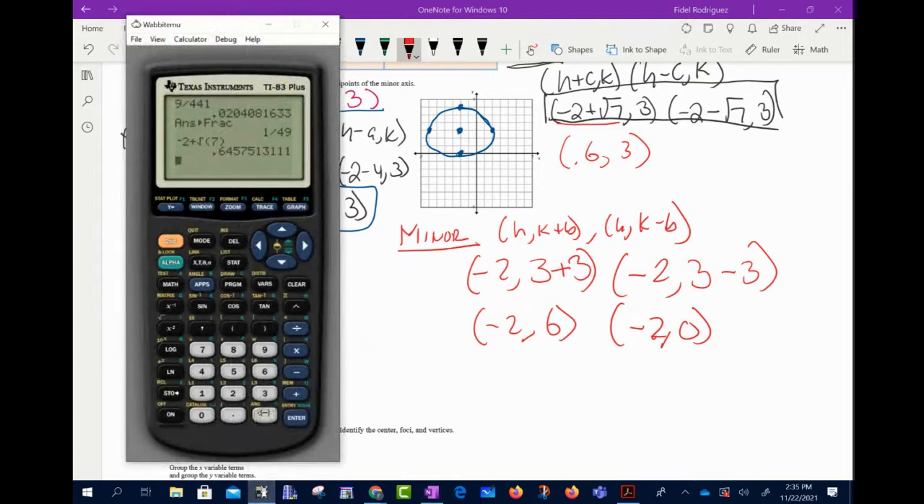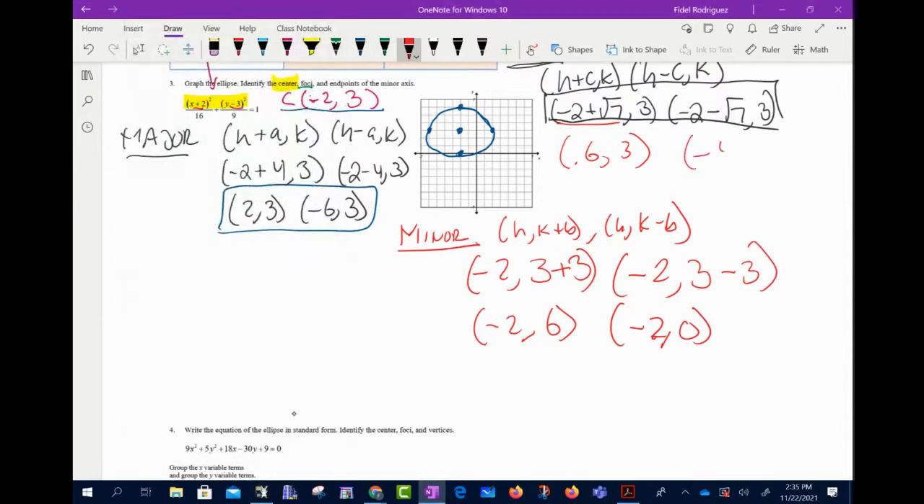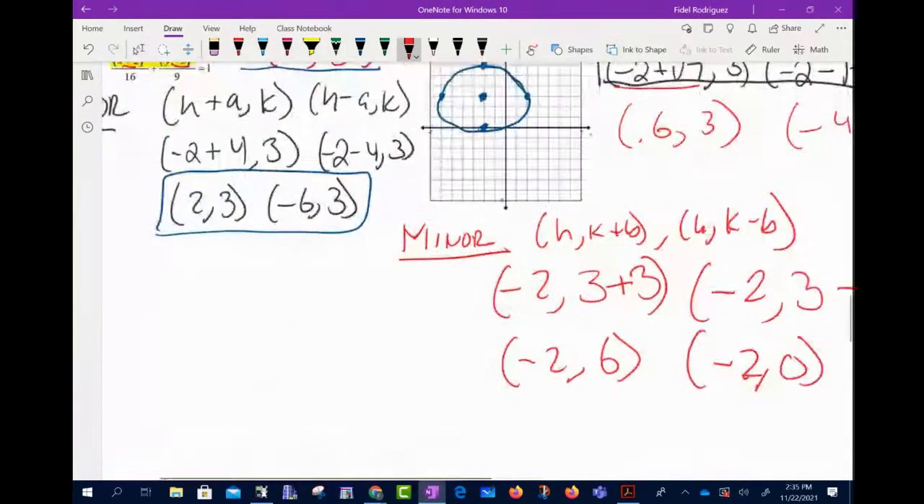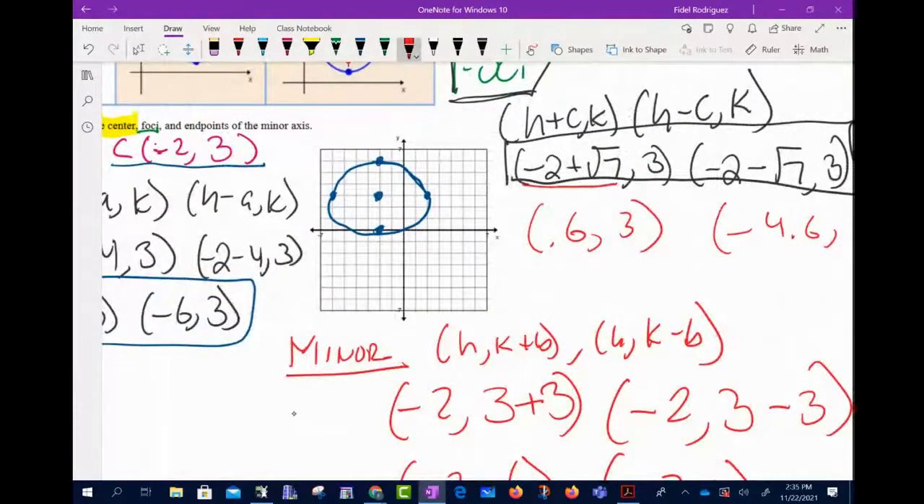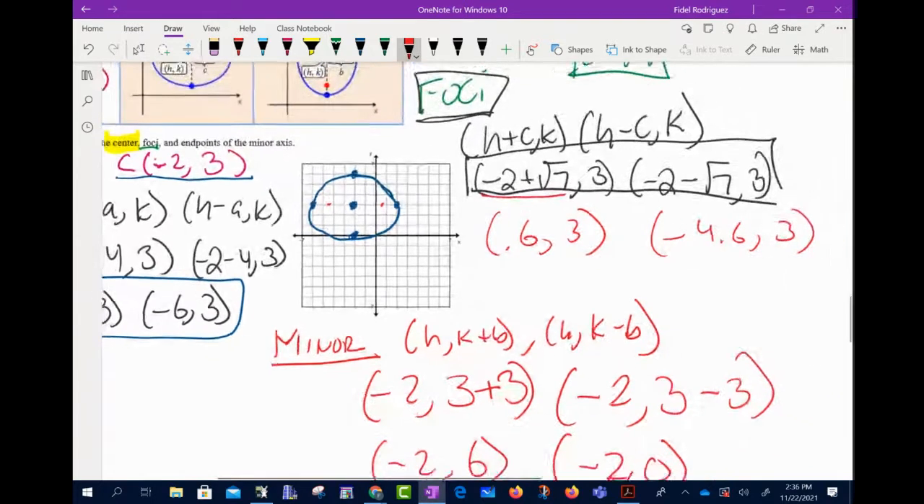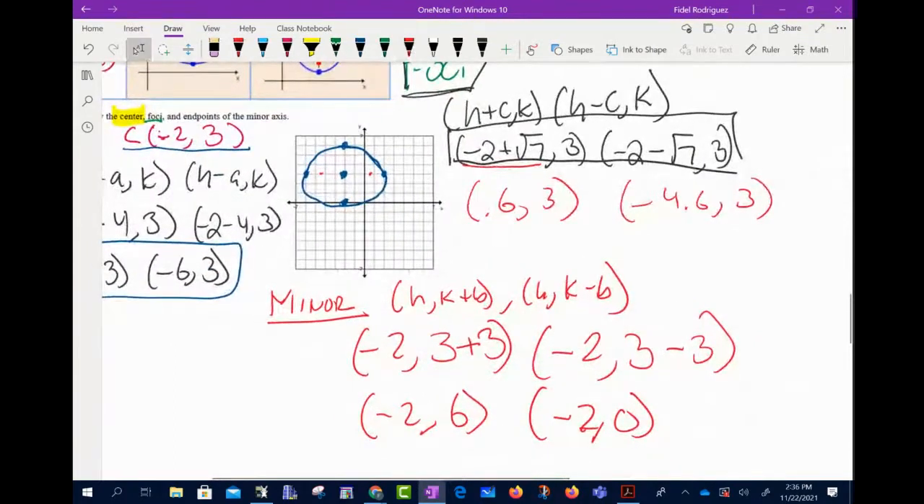And then negative 2 minus the square root of 7, and I'm coming up with about negative 4.6. Okay, so 0.6 and 3. If I were to zoom in here, y'all, 0.6 is, I'm not even going all the way, going just a little bit, right about there. And negative 4.6 is 1, 2, 3, 4, and a little bit more, right about there. And that's where my foci would be.